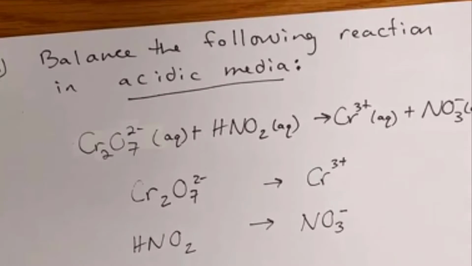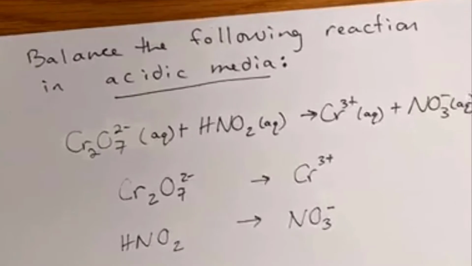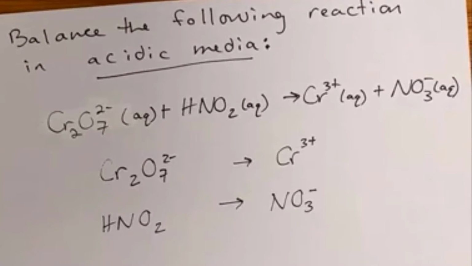All I did there was decide that those two look like chromium probably came from that chromium, and nitrogen probably came from that nitrogen. I'm not really paying attention to my oxygens and hydrogens right now. Why? Because we can pull them from water. Okay, so that's my first step, write my half reactions.